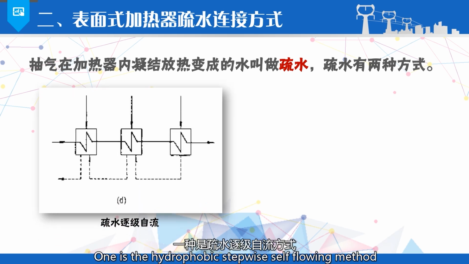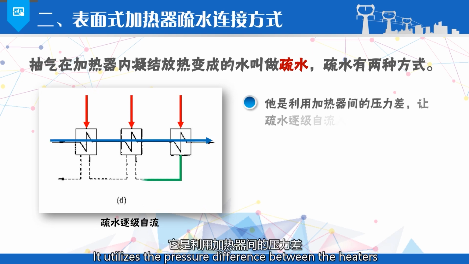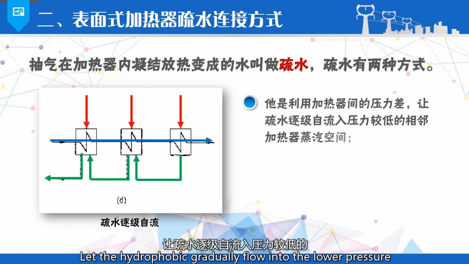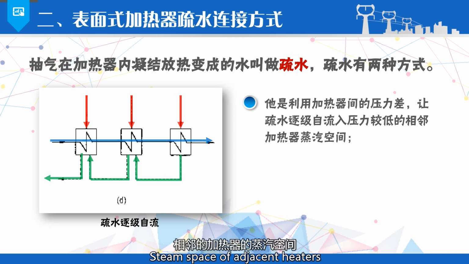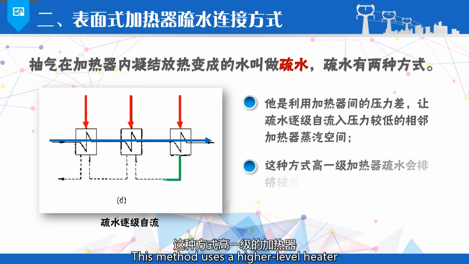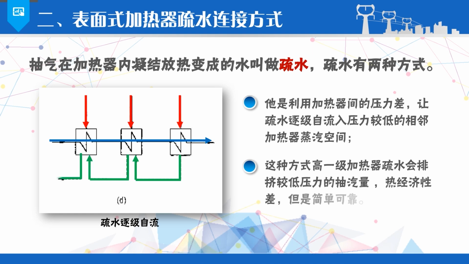One is the stepwise self-flowing drain method. It utilizes the pressure difference between the heaters, letting the drain water gradually flow into the lower pressure steam space of the adjacent heater. This method uses a higher level heater whose drain water will squeeze out the extraction steam of the lower pressure heater. Its thermal economy is poor, but it is simple and reliable.